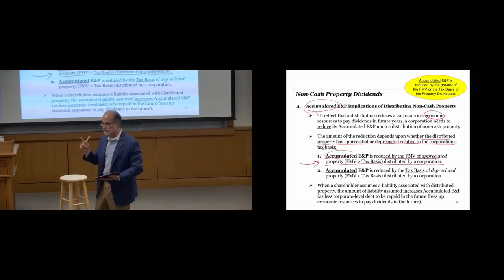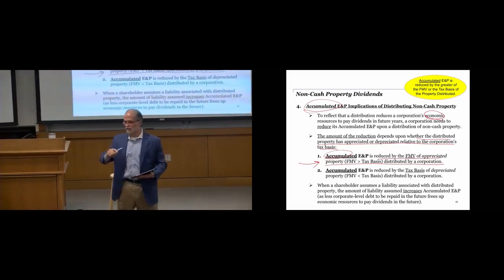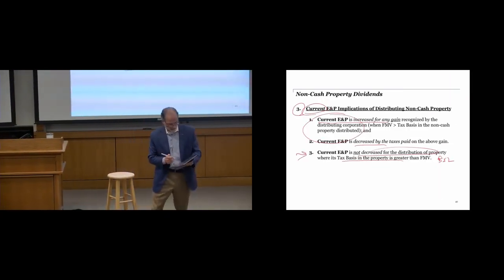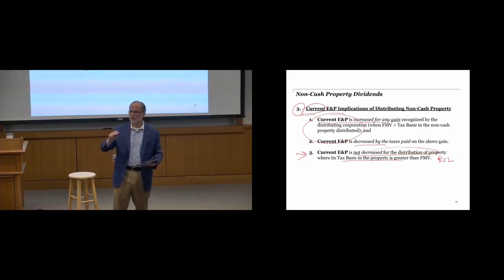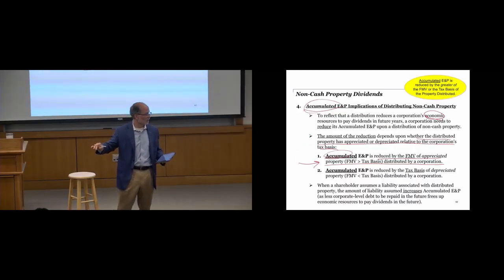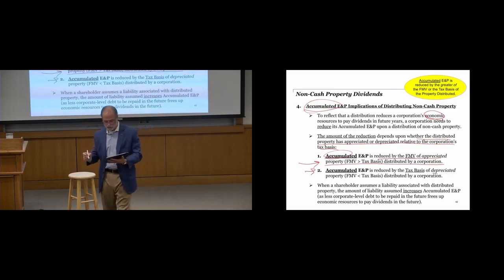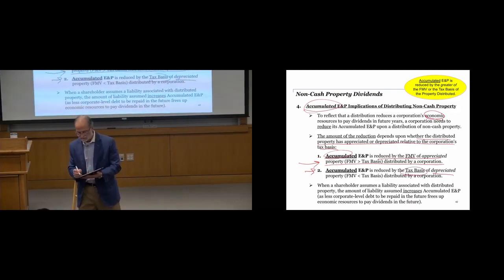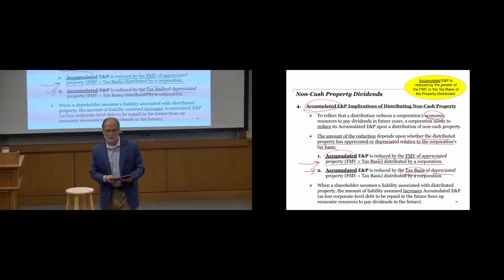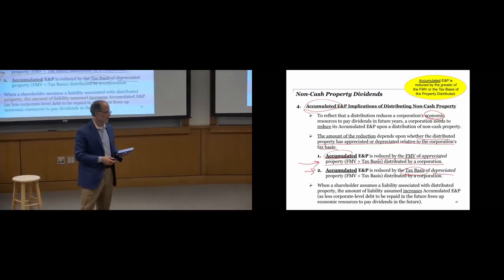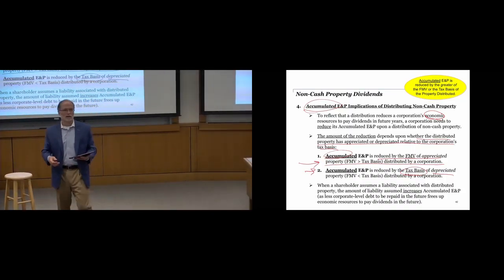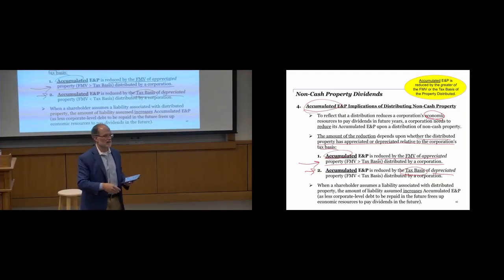That helps you when you think about loss property. Because when I look at current E and P, we just talked about, I didn't recognize it, so I don't reduce E and P for the current loss. My accumulated E and P on the distribution of depreciated property is the tax basis, is the amount that I reduced my current E and P. That one is not as intuitive.